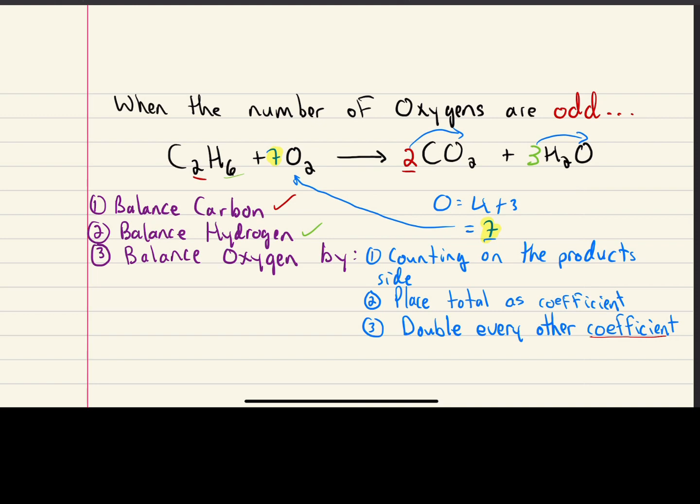And then lastly, we're going to double every other coefficient in the equation. So if this had an invisible 1, now we're going to give it a 2. We're going to cross out that 2 and put 4, and we're going to cross out that 3 and put 6. And we can see here that we now have 4 carbons and 4 carbons. We have 12 hydrogens and 12 hydrogens. And we have 14 oxygens: 4 times 2 is 8, plus 6 times 1, it's now 14 oxygens.